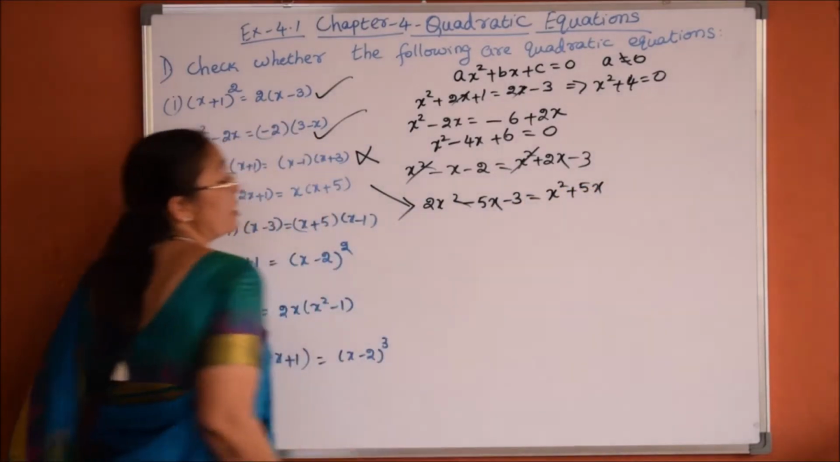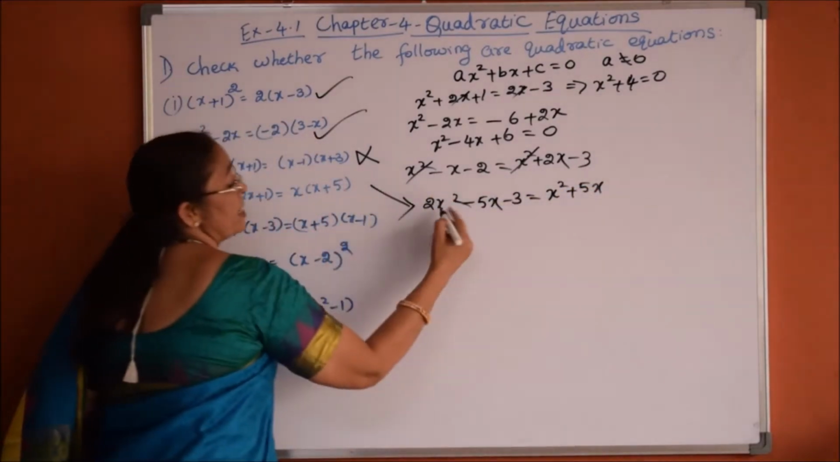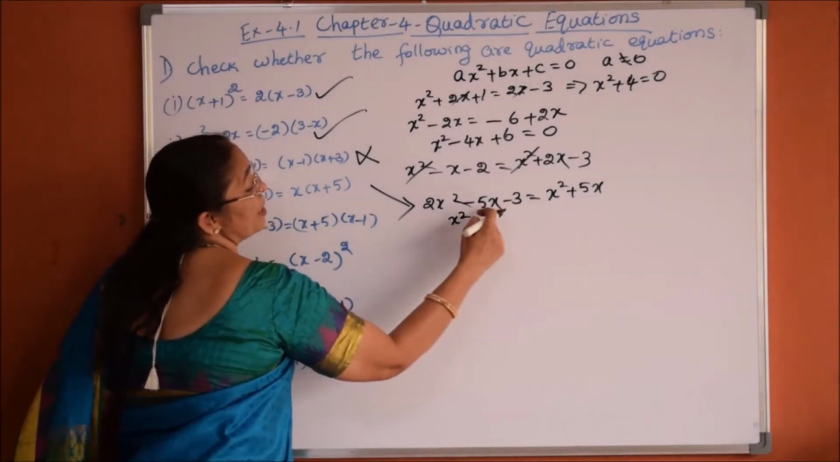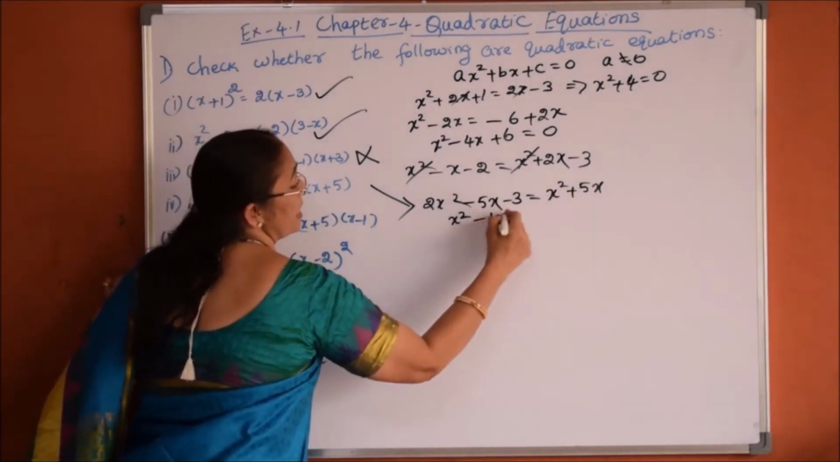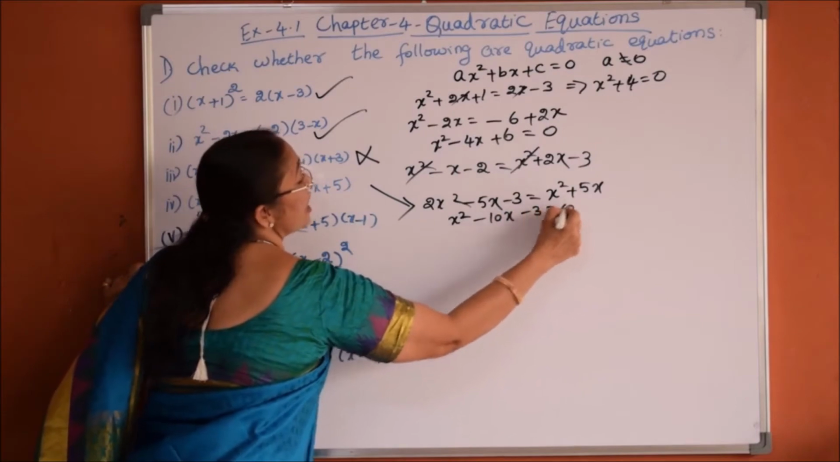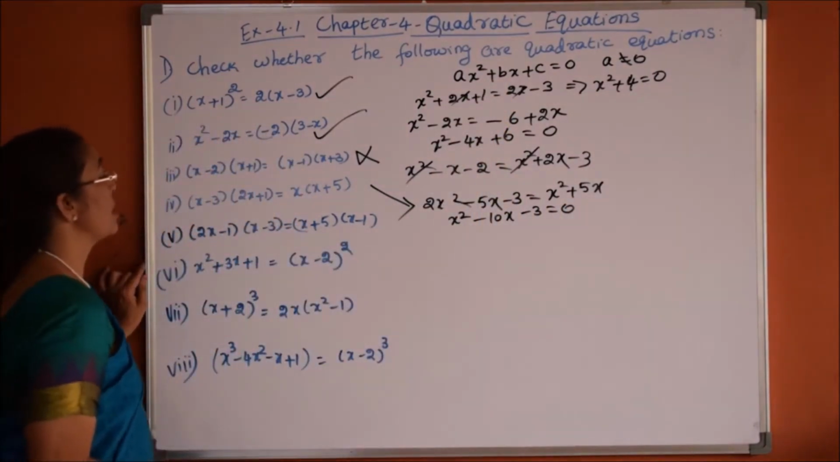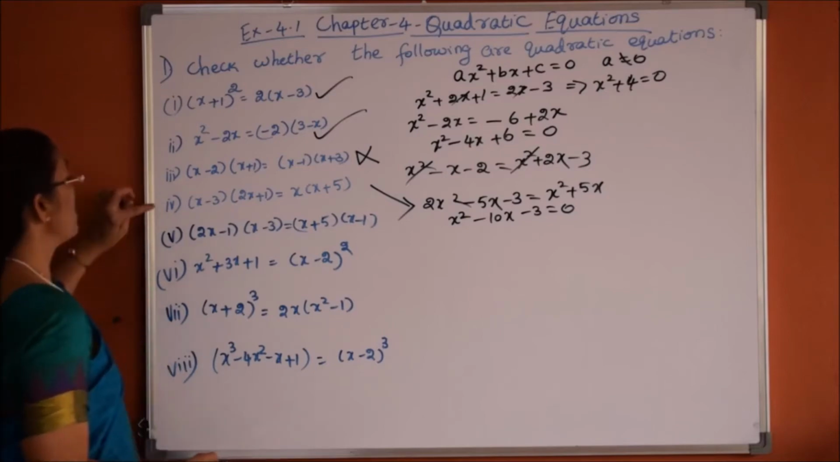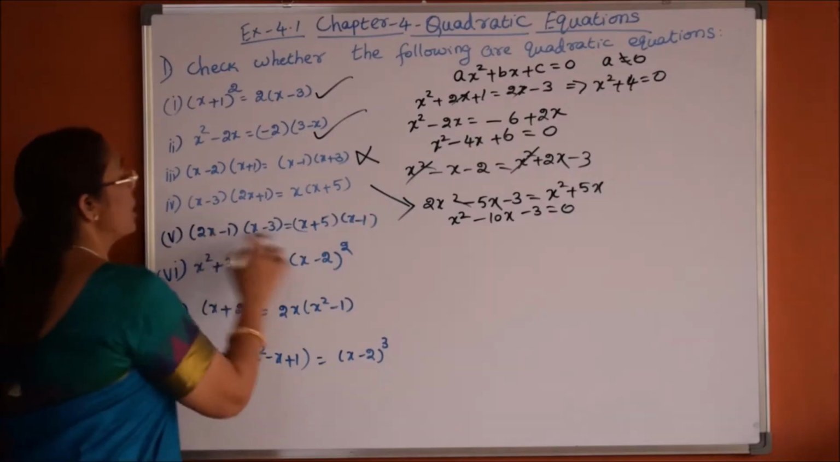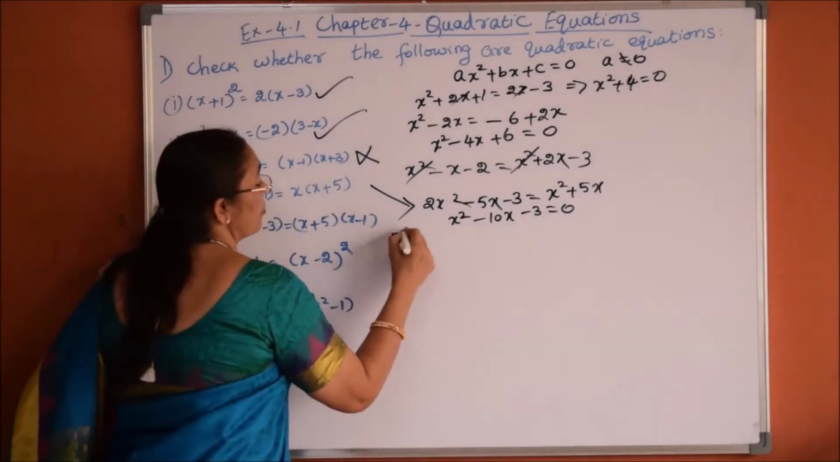So, we can simplify: 2x² minus x² is x², and minus 5x minus 10x minus 3 is equal to 0, which is in the form of ax² plus bx plus c equal to 0. So, which sum have we done? The fourth one we have done. Now, coming to problem number 5.